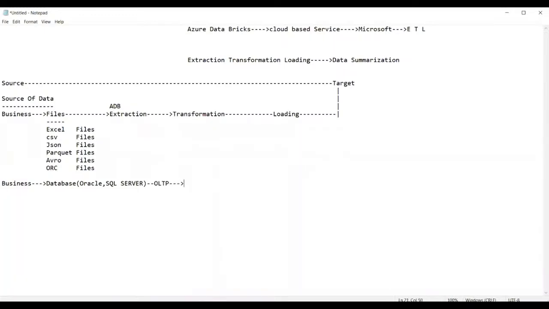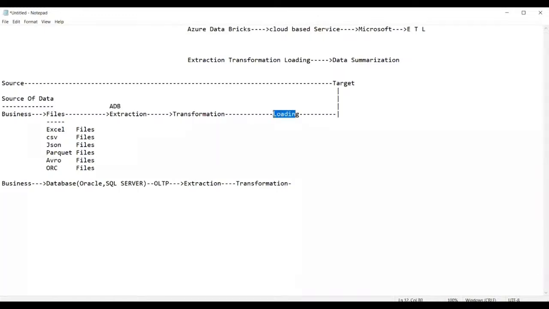We pull in the data by using the same process we perform. Extraction will be done. That means using the ADB, we extract the data. And once the data is extracted, we perform the transformation on the data. Transformation is the actual process of data summarization or loading the data as per the requirement of the client.